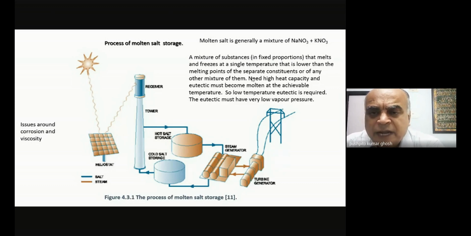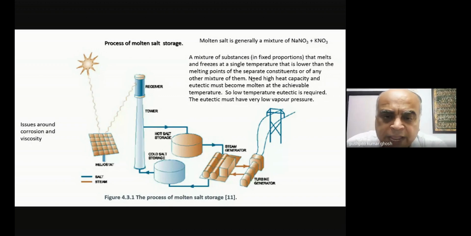Otherwise, I have to pump huge amounts of liquid. I will require huge reservoirs. So I hope you understand how important heat capacity is. So these would be the important things to note: corrosion, viscosity, ability to melt at a fairly low temperature, low vapor pressure, and very high heat capacity. Is that clear? Everybody has understood?